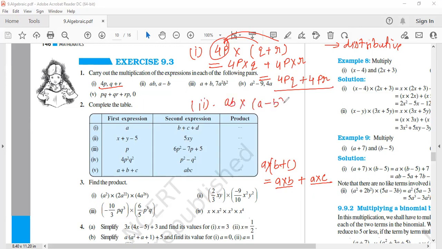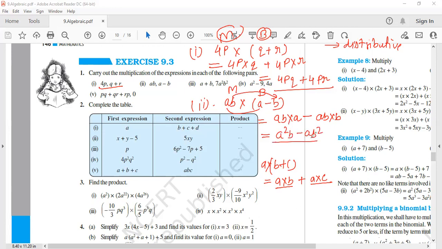So let us do the second part. I will continue with the second one. ab is multiplied with a minus b. As you have seen in the first question, this one is your monomial, this one is your binomial because it has two terms and this one has one term. And similarly, this one is monomial, this one is binomial. So the same process, ab is multiplied with a, minus ab is multiplied with b, right? I mean, this one is multiplied with this term and this one is multiplied with this term. So here it will give you a square b minus ab square.